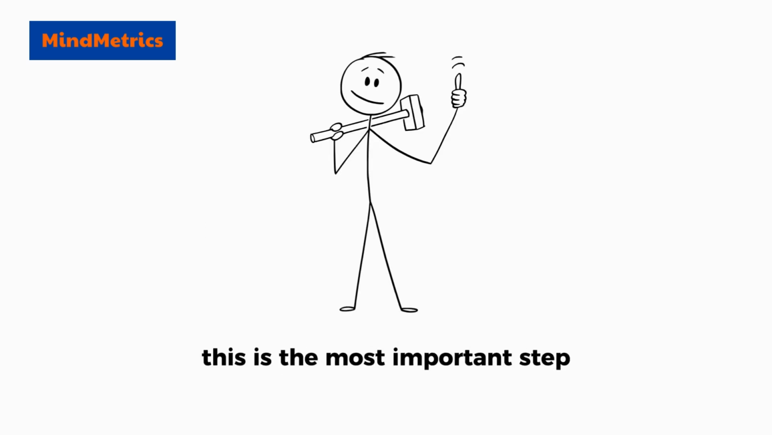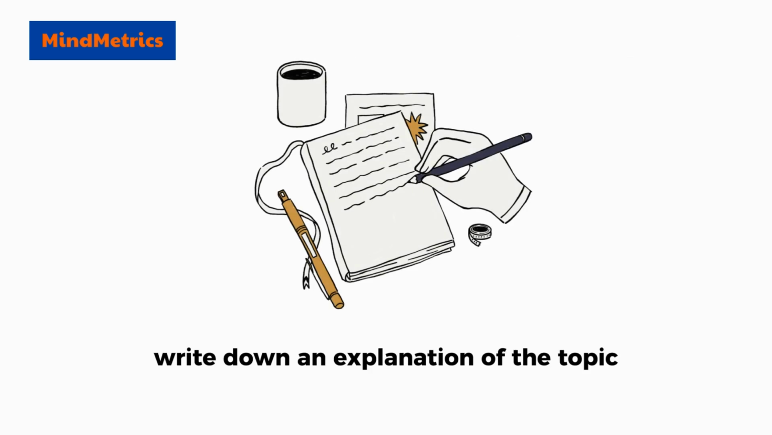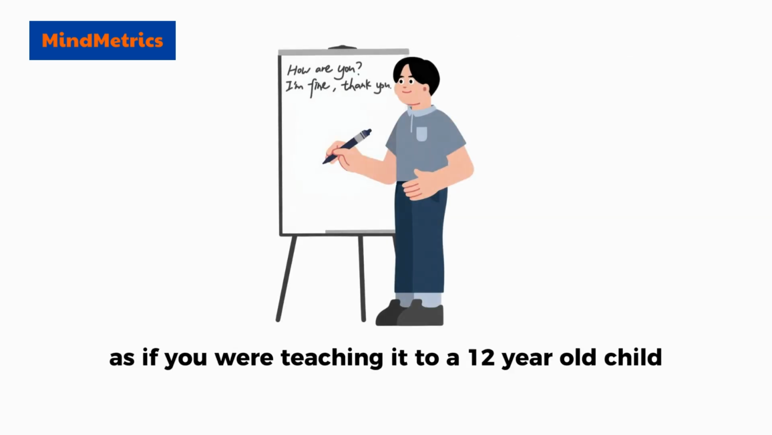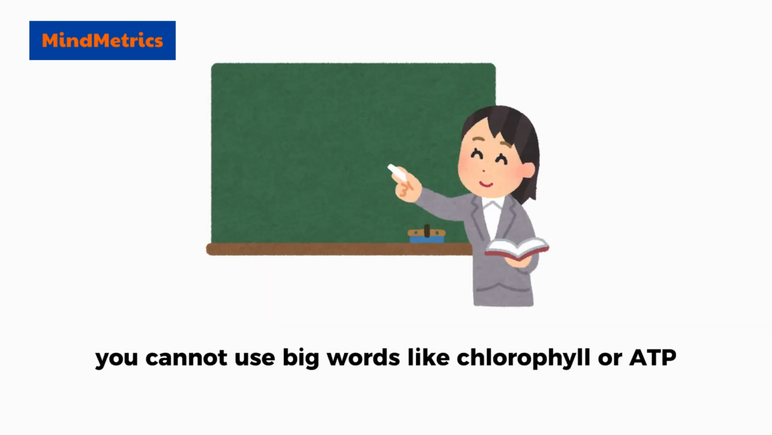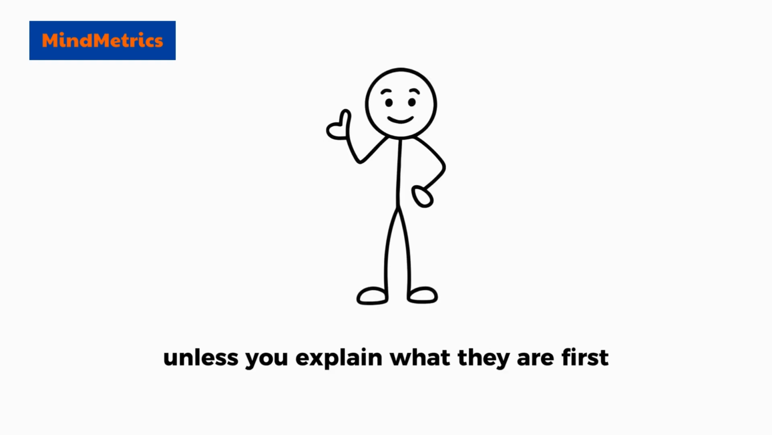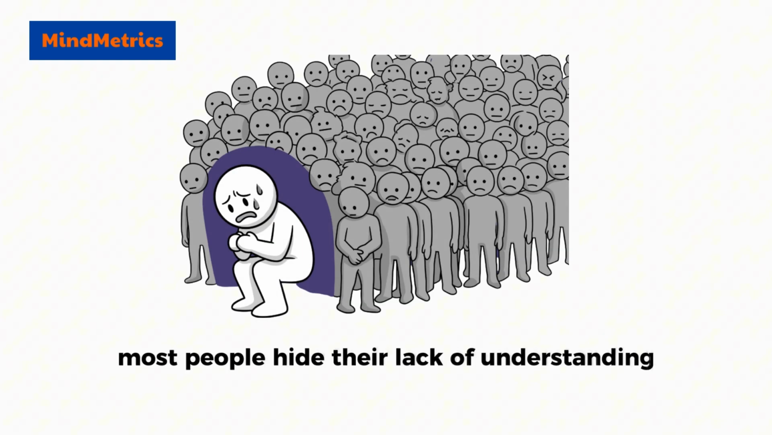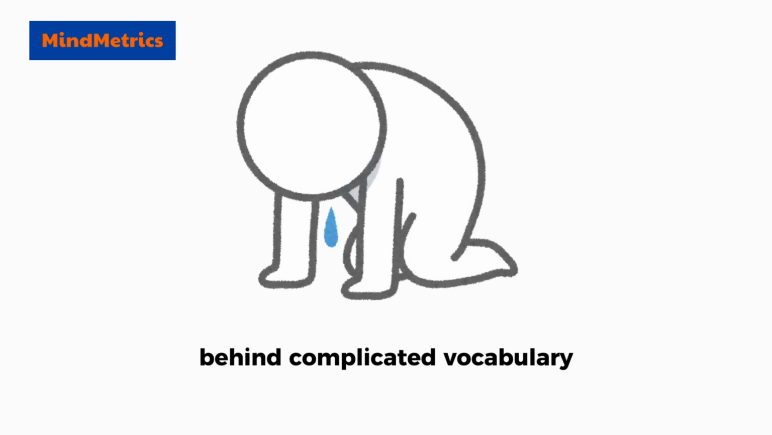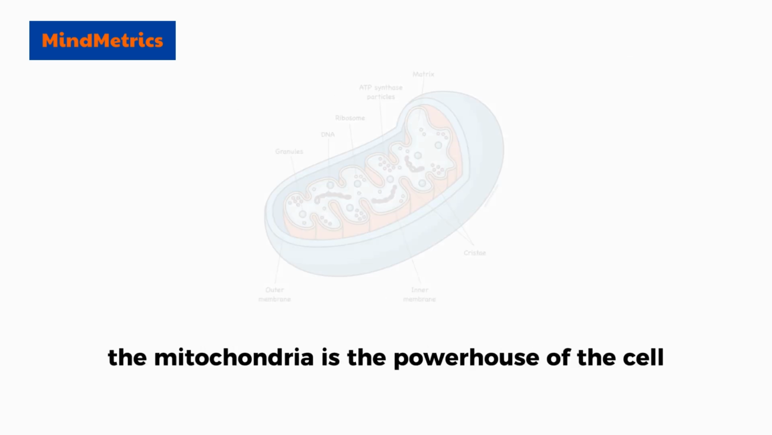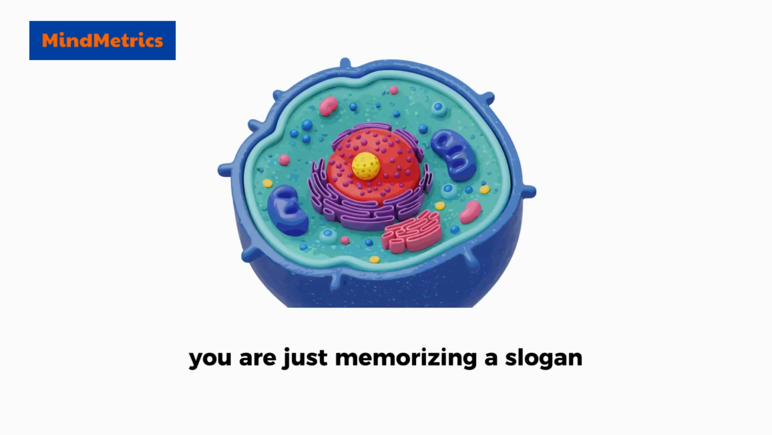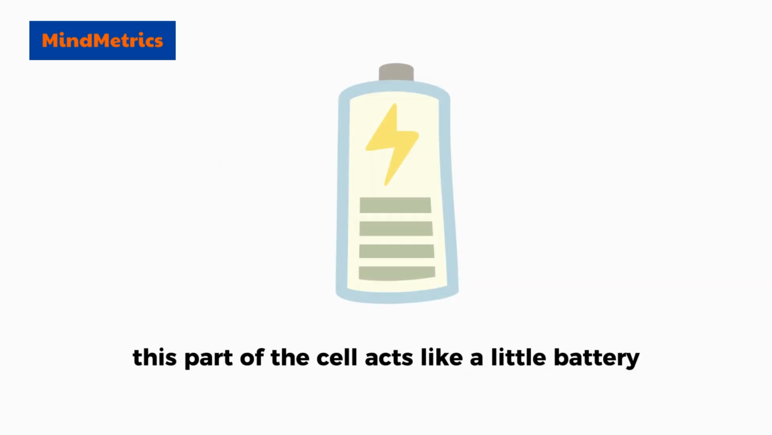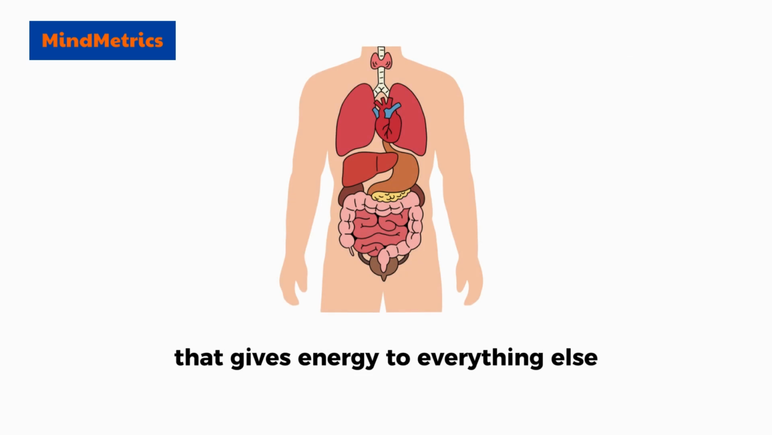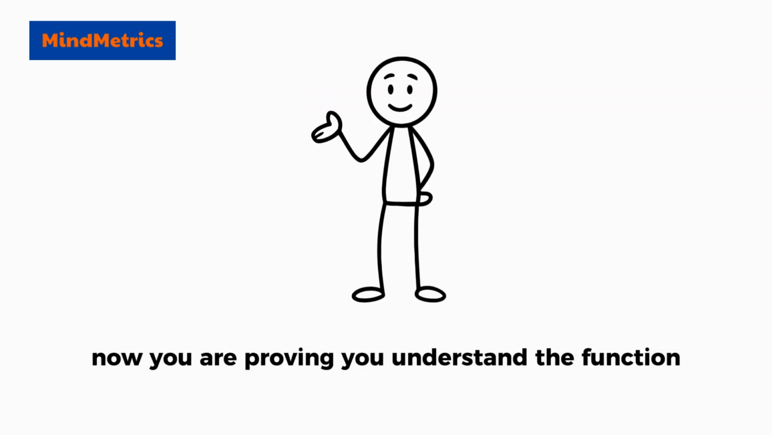Step 2, teach it to a child. This is the most important step. Write down an explanation of the topic as if you were teaching it to a 12-year-old child. Why a child? Because a child doesn't understand jargon. You cannot use big words like chlorophyll or ATP unless you explain what they are first. Most people hide their lack of understanding behind complicated vocabulary. If you say, "The mitochondria is the powerhouse of the cell," you are just memorizing a slogan. But if you say, "This part of the cell acts like a little battery that gives energy to everything else," now you are proving you understand the function.